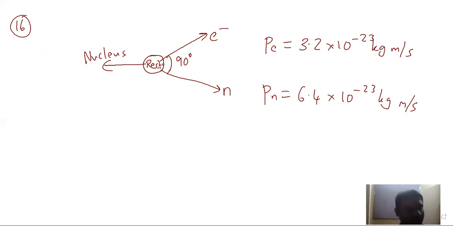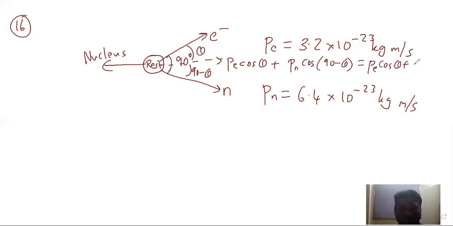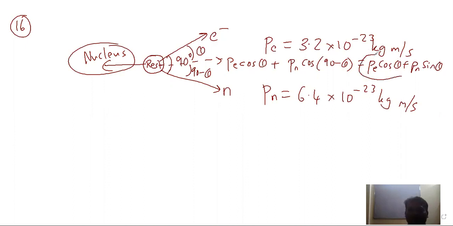Let us first take this horizontal and call this angle theta. The momentum of the electron will have a cos component, cos theta, and this will be 90 minus theta. We will also have the momentum of the neutron into cos of 90 minus theta. So if we get the equation in the horizontal for conservation of momentum, we will have momentum of nucleus equal to momentum of electron cos theta plus momentum of neutron sin theta.